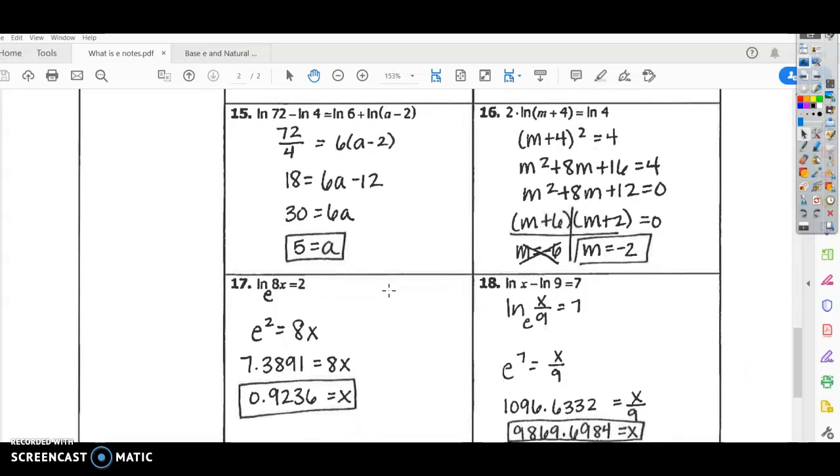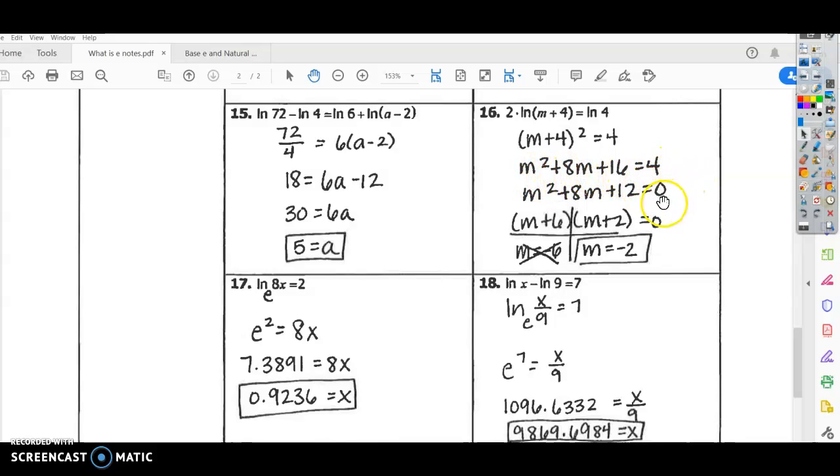All right, 16, again, you've got multiplication. It becomes a power because the coefficient out front becomes the power of the problem. So you got m plus 4 squared equals 4. You have to multiply a binomial by itself when you have a binomial squared. So this is m plus 4 times m plus 4. That's where this line here comes from, equals 4.